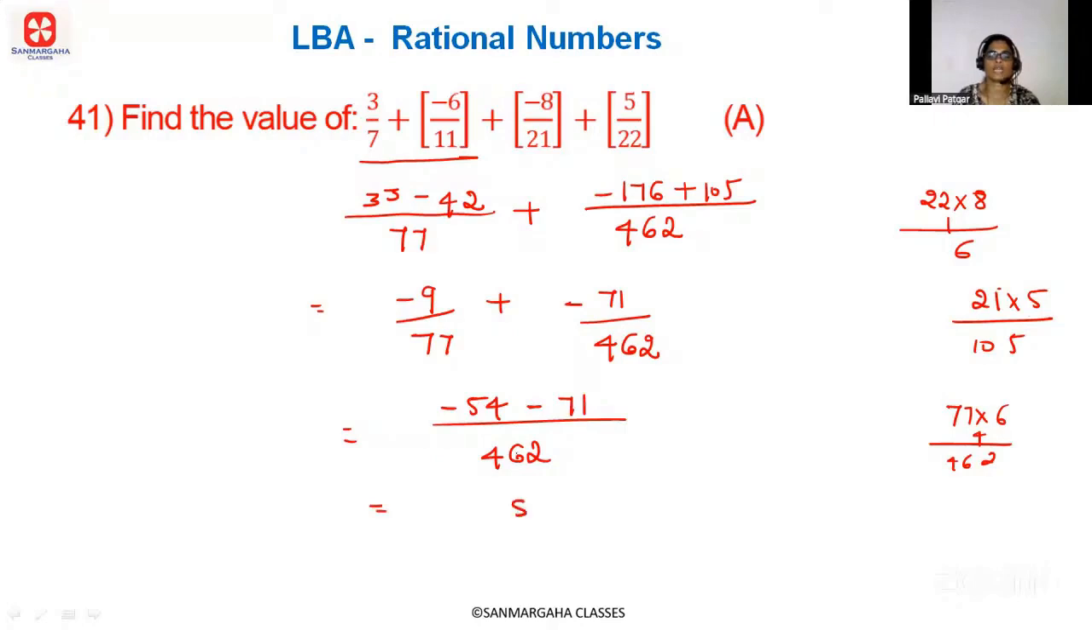So 5, 1, 2. So minus divided by 462, right? Then what value is coming? Minus 125 divided by 462.